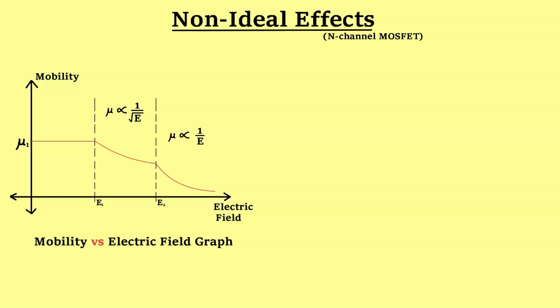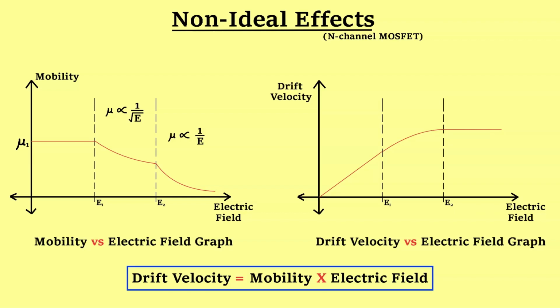This is a graph of mobility with electric field in which we can observe mobility is independent of electric field up to a certain value of electric field. However, as the electric field strength increases, the mobility will begin to decrease. We also know drift velocity is equal to mobility times electric field, and we can also draw the graph of drift velocity with electric field. These graphs are meant for a simple semiconductor block, but we are studying MOSFETs which have a specific arrangement because of which we cannot use the same formulas here which we have used in the first unit.